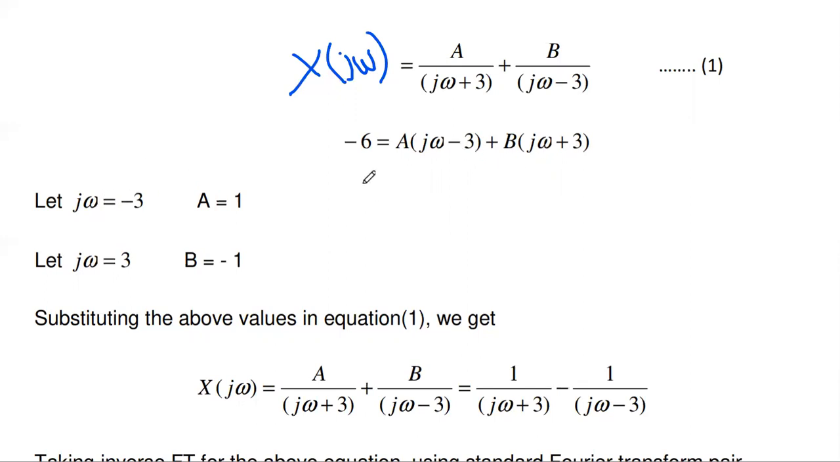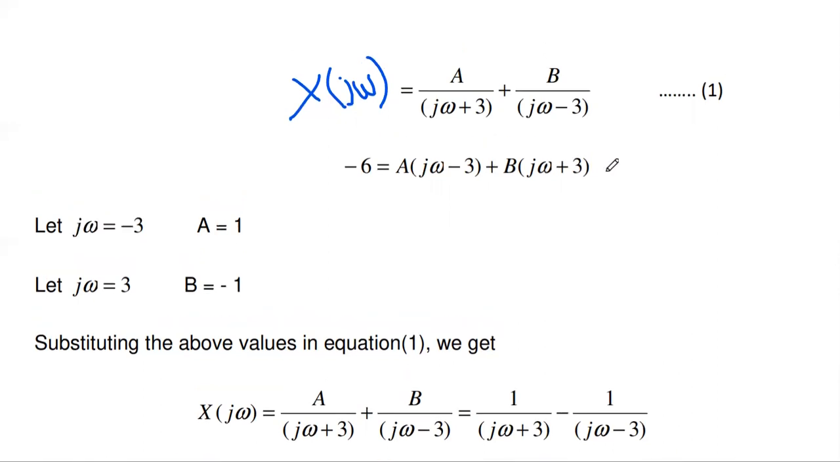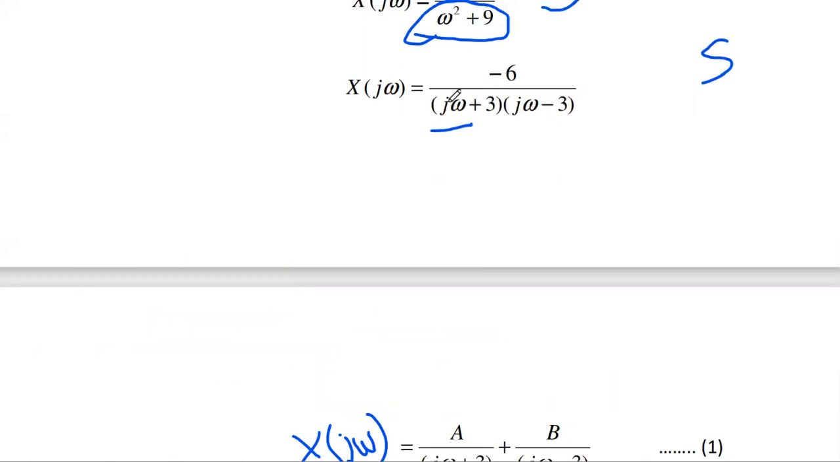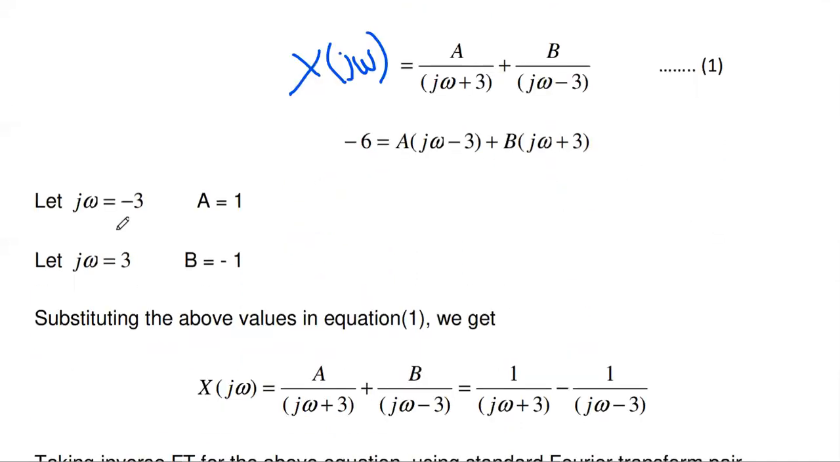Okay. So you see, here two roots are there. What are the two roots? In the first one, j omega equal to minus 3 is one root. j omega equal to plus 3 is the other root. So first we are considering the first root. Let the variable j omega equal to minus 3. If we substitute this in the above equation, we will get the partial fraction coefficient A as 1.